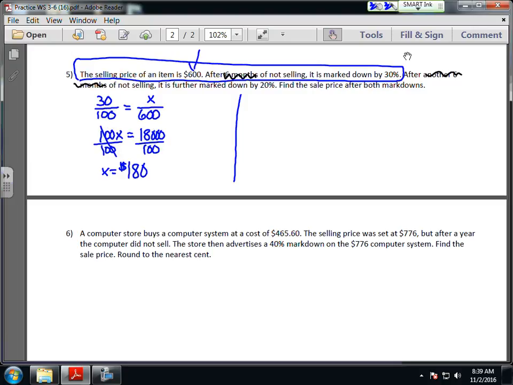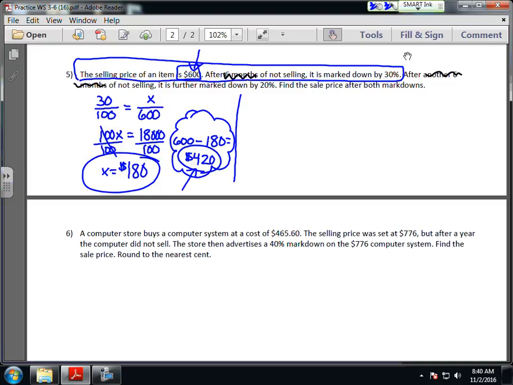The item is $600. They marked it down 30%. How do we figure out how much the item will cost now? Yeah, you have to take the $600. You have to minus 180, which gives you what? $420. So the store had an item that cost $600. It was not selling, so they put it down 30%, and now people could buy it for $420.